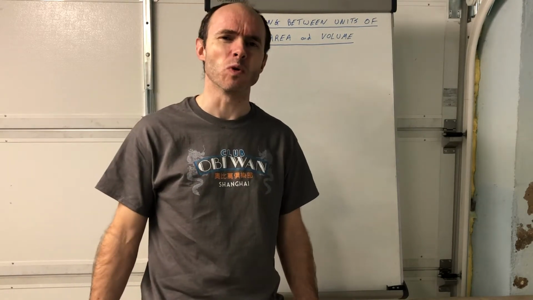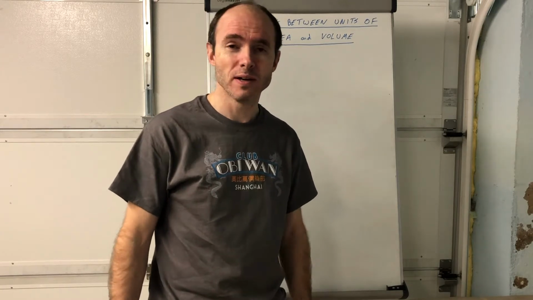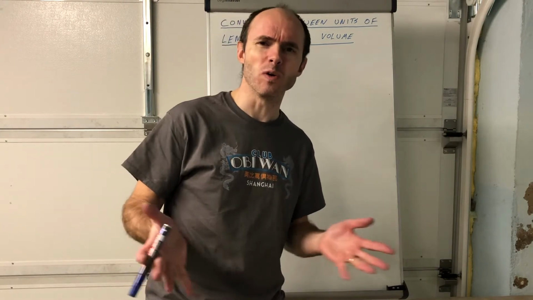Hiya. So in this video I'm going to talk to you about converting between units of length, area and volume. Well, first of all, what sort of units are we talking about? Well, we're talking about the traditional millimetres, centimetres, metres. For area it will be millimetres squared, centimetres squared, metres squared, and for volume it will be millimetres cubed, centimetres cubed and metres cubed. We've just got to be able to convert between all of these. Why? Because it's useful, that's why.